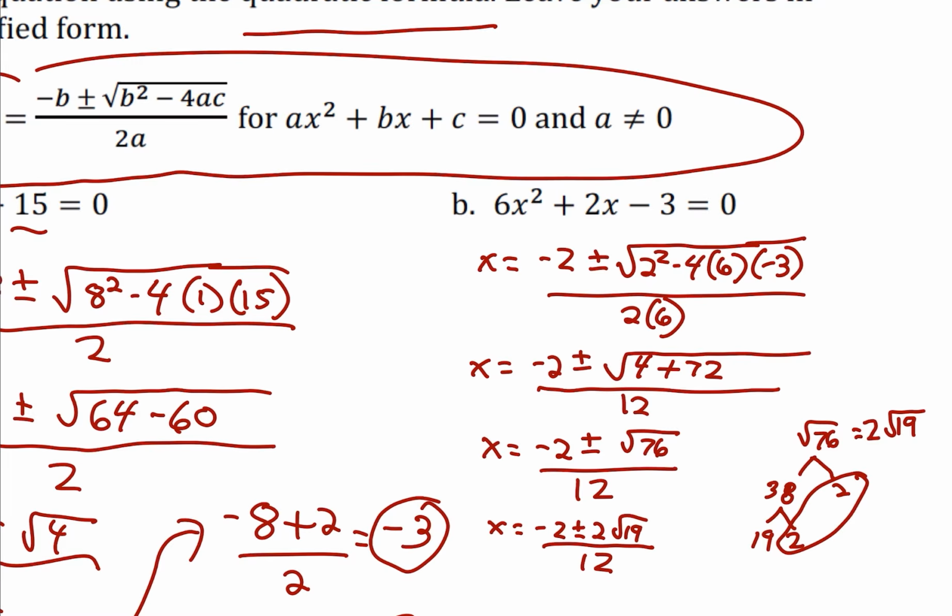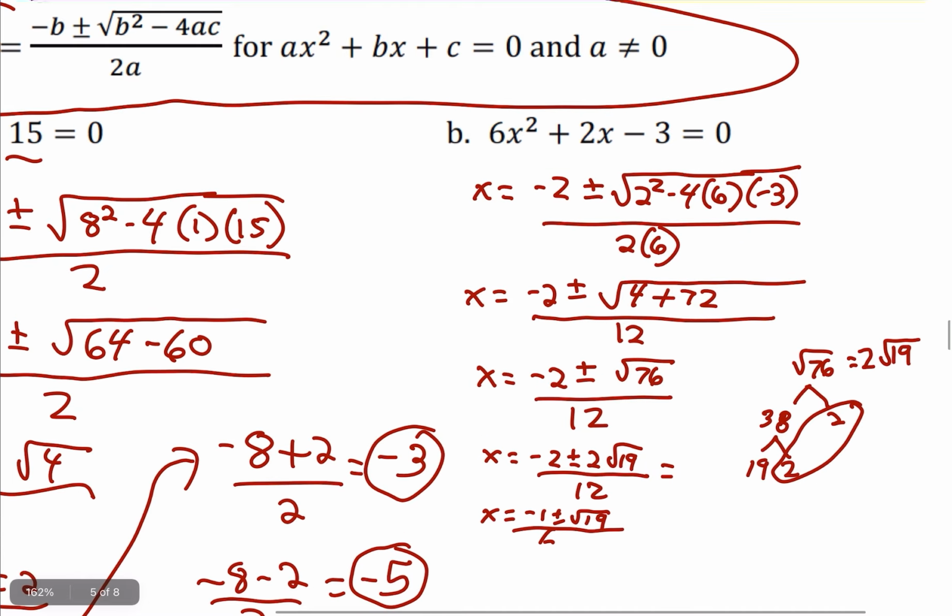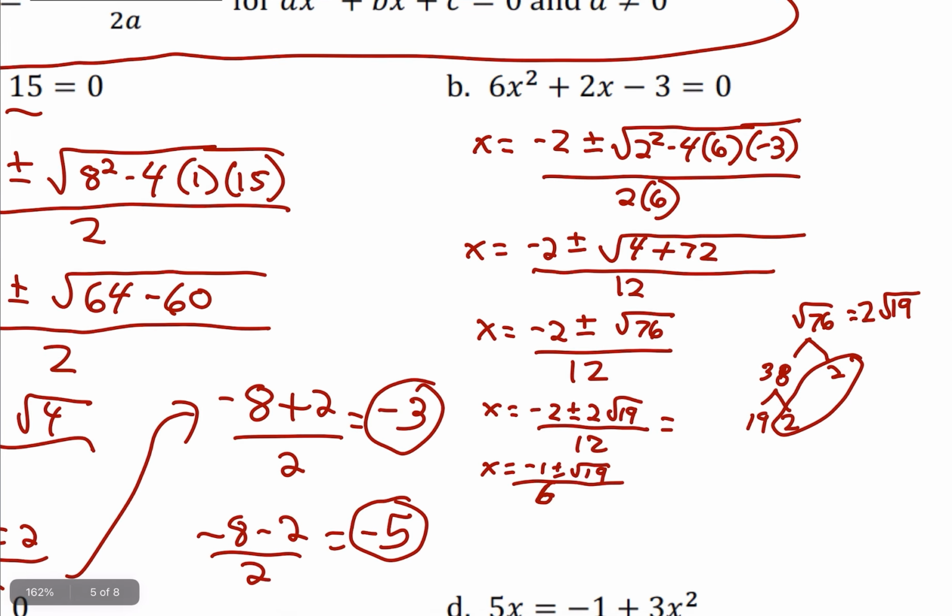And because there is a number that can divide nicely into that -2, this 2, and this 12, we can take one more step. We could write our final answer as every one of those three that I circled in green being divided by 2. So our final answer can be written as x equals -1 plus or minus the square root of 19 all over 6. Let's just move that up a little bit so you can see that's 6. Okay, and that would be our final answer for that problem.